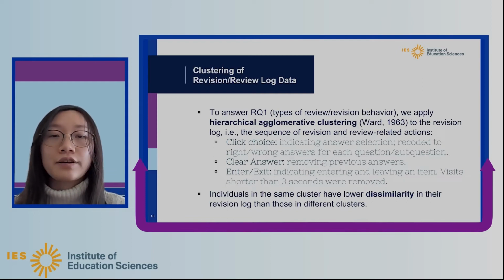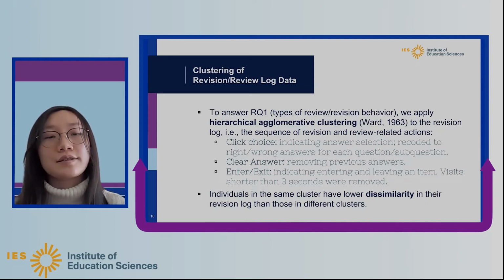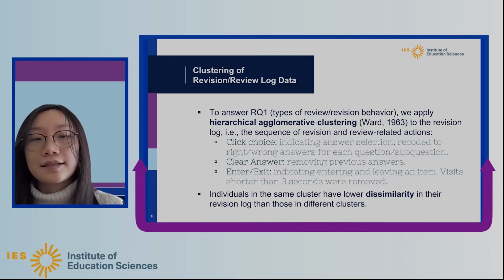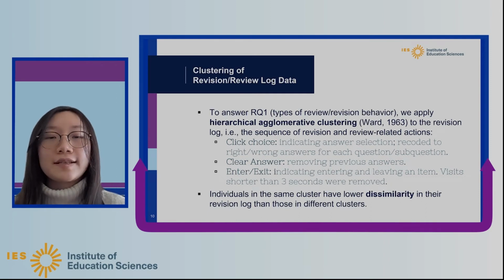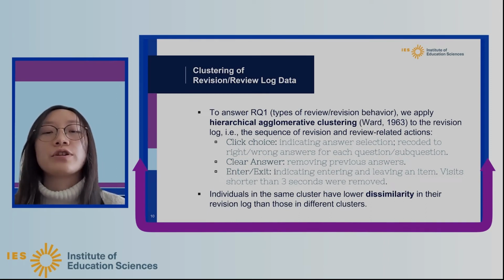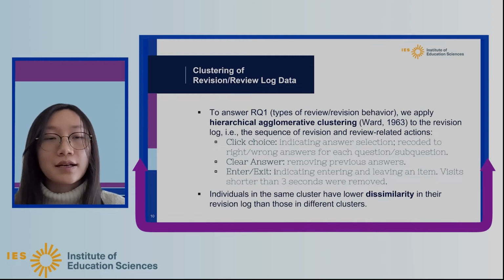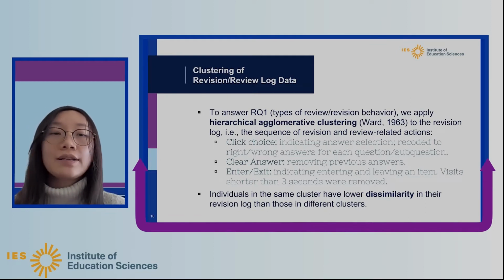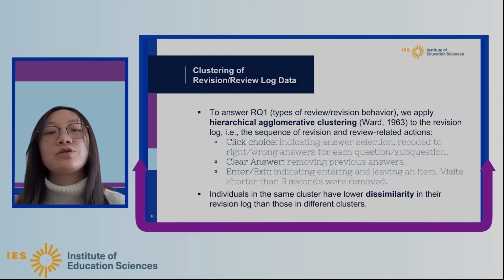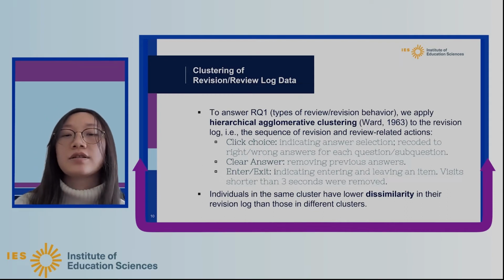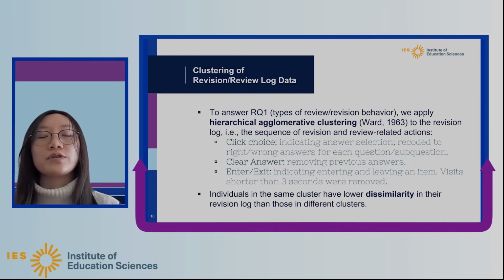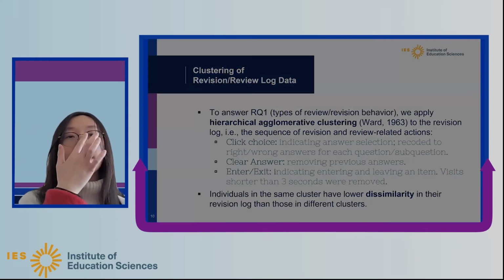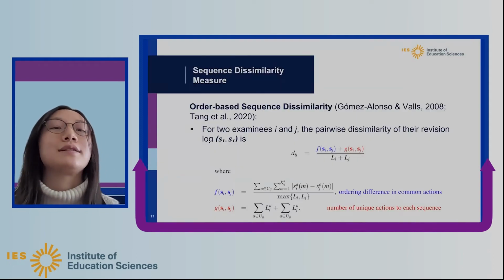It can also contain clear answer, which indicates removing previous answers, and it contains enter and exit, which indicates entering and leaving a question. We also remove visits, so enter followed by exits, that are shorter than 3 seconds in length for this study. So when we apply the hierarchical agglomerative clustering, we aim to divide people into different groups so that individuals in the same cluster or the same group have lower dissimilarity in their sequences compared to individuals in different groups. So how do we characterize the dissimilarity in these sequences?